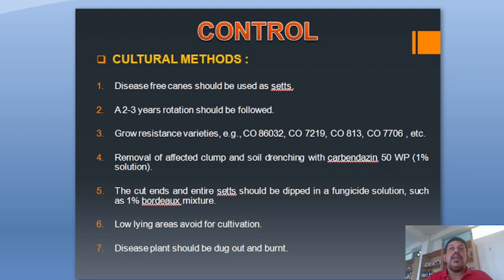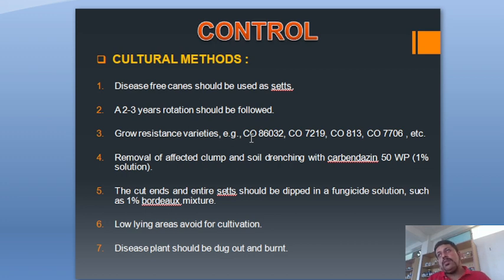Because in some areas, some fields, the farmers cannot afford so much money for the management, we have to go to the cultural methods. In the cultural methods, we can use disease free canes. A 2-3 year rotation should be followed. Grow resistant varieties, these are some resistant varieties you see. This is very important. Resistant varieties have been developed by the Agriculture Institute of Pusa, in New Delhi, throughout India. They are developing improved varieties, and these are disease resistant varieties which the fungi cannot attack.